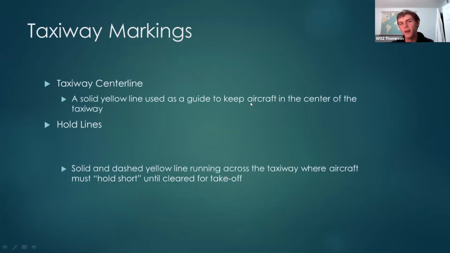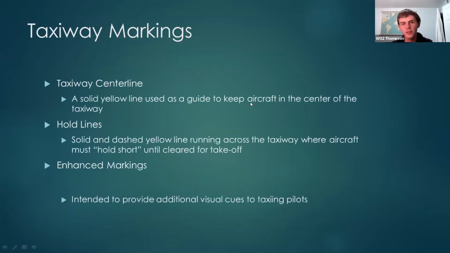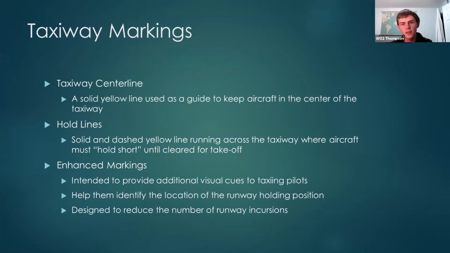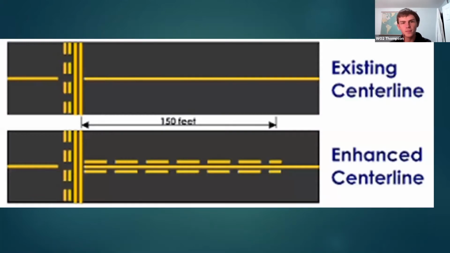Taxiways are indicated by yellow with yellow center lines to not have accidents on the runway, because airplanes don't make good cars, so you need really well planned out roads for them. And you've got your hold short lines, which is like one side dashed lines, the other side straight lines, to show you where to stay back from an active runway if you're trying to cross.